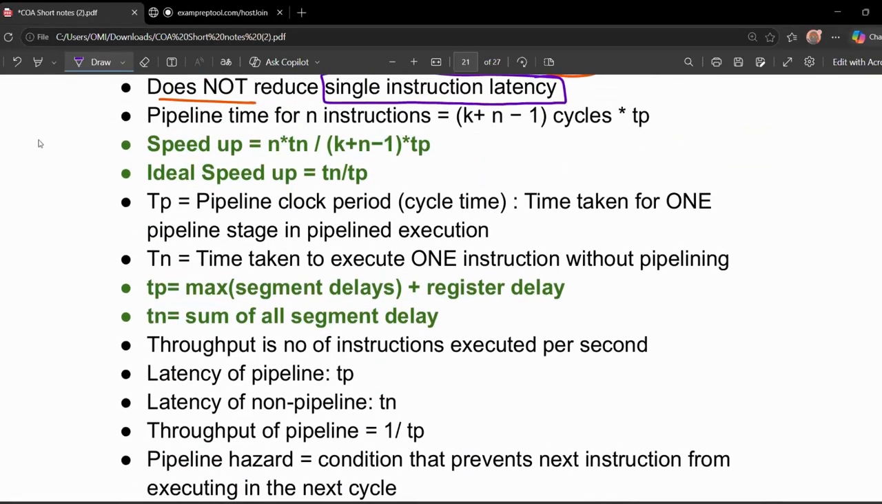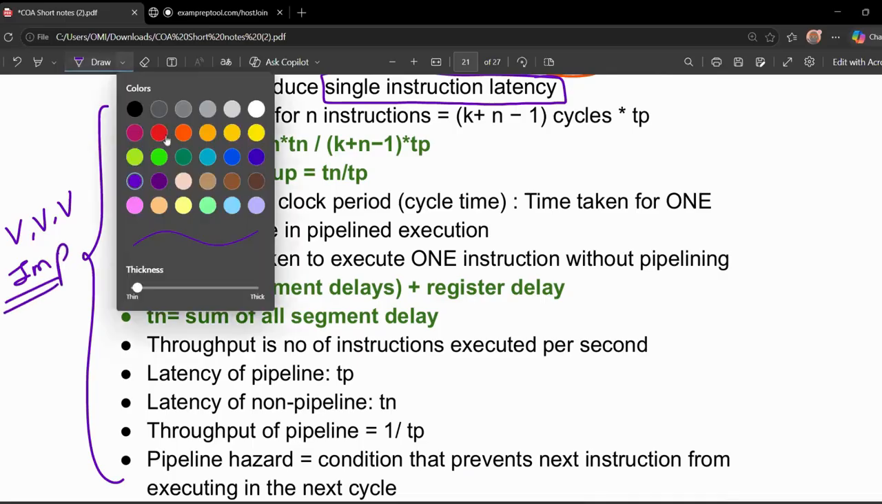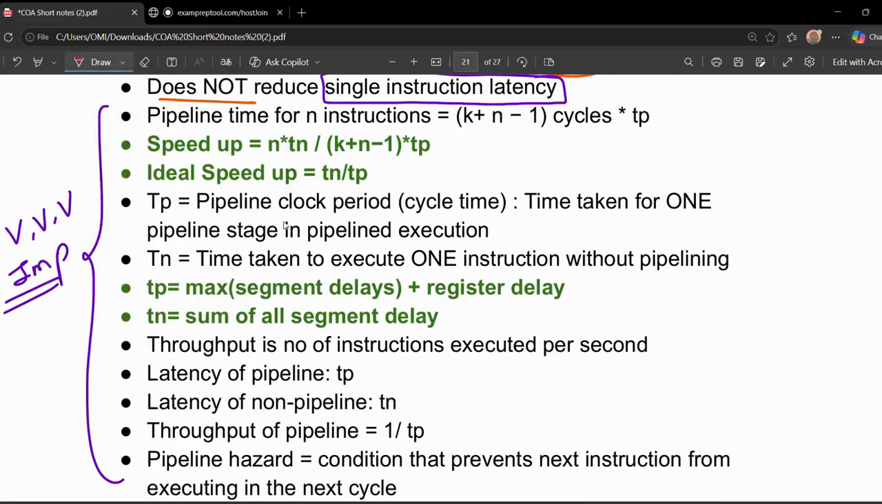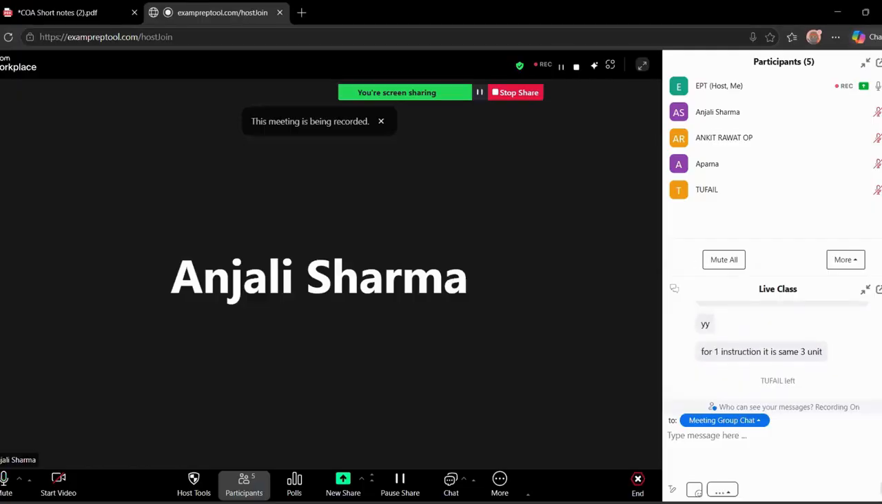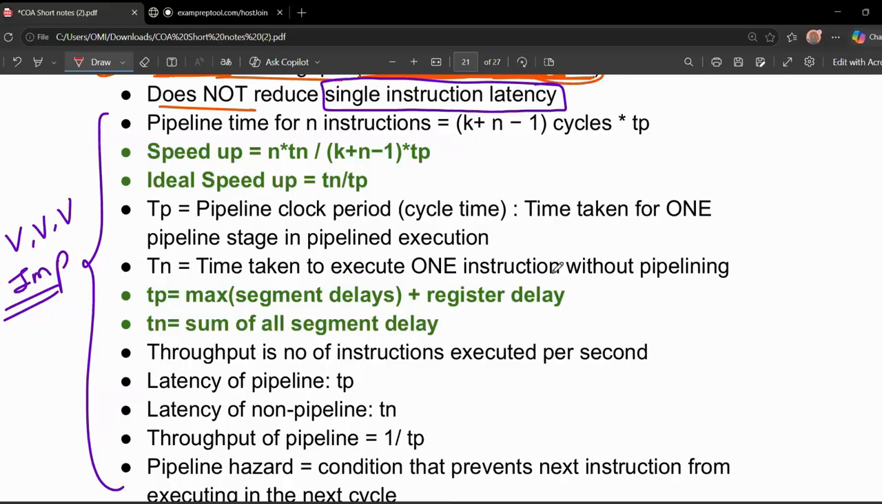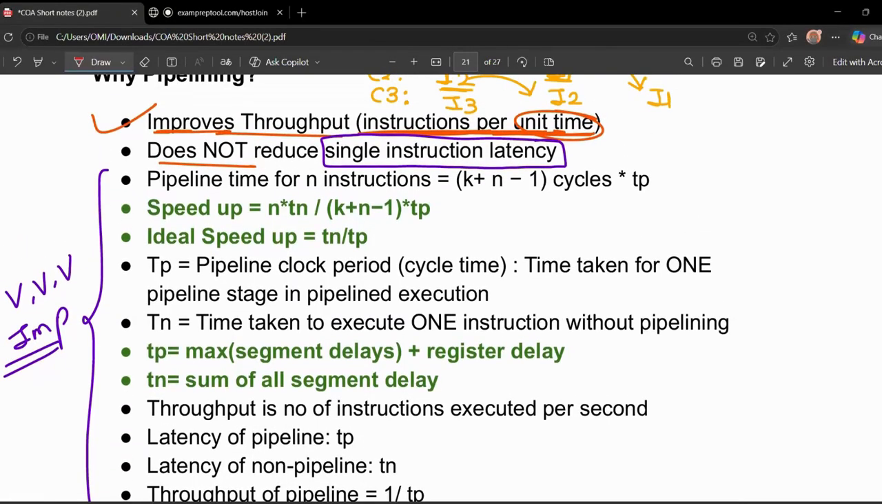Now, whatever we see, all these things are a very important part, because these are very important formulas. They come again and again in the PYQs, and in each and every GATE question. So now see this. This is the formula for pipeline total time for n instructions.